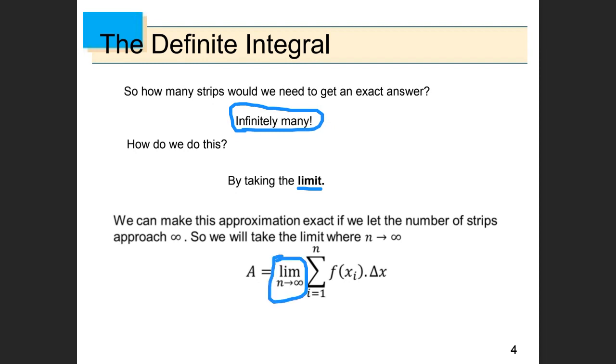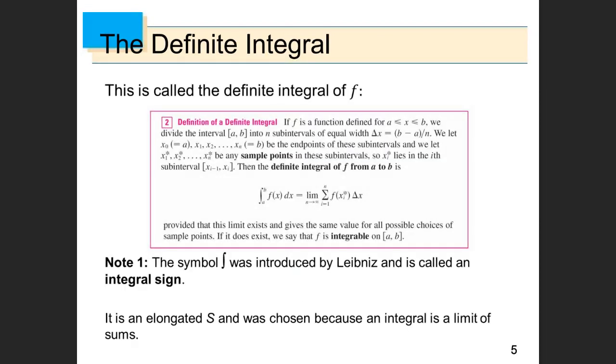Remember, n stands for the number of strips. So if we say the limit as n tends to infinity of the sum from i equals 1 to n of f(xi) delta x, this gives you some exact answer, or some exact area. And then we call this the definite integral of f.